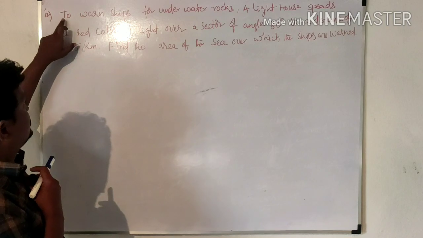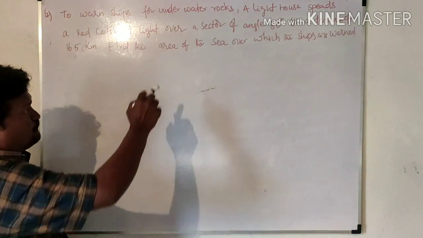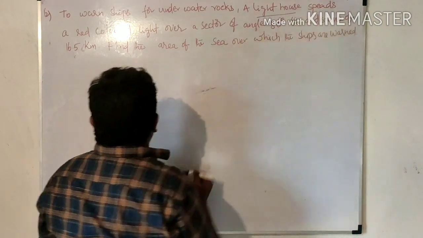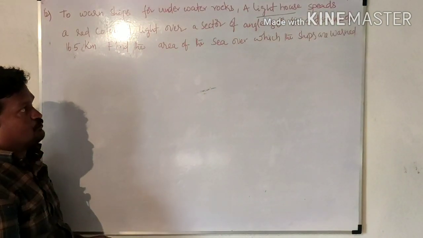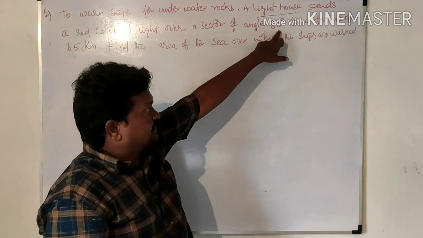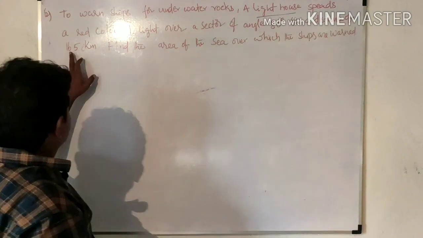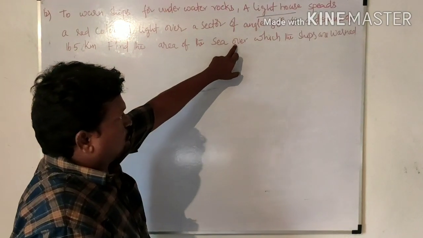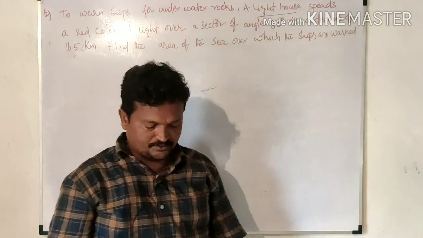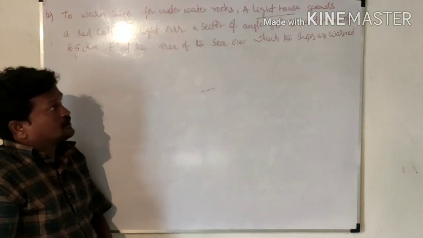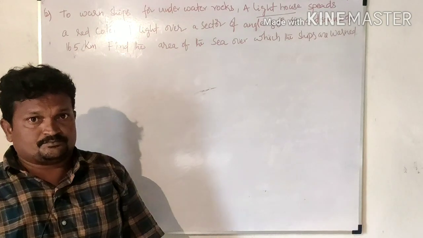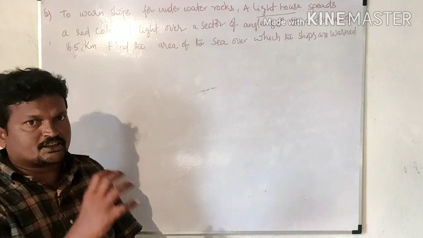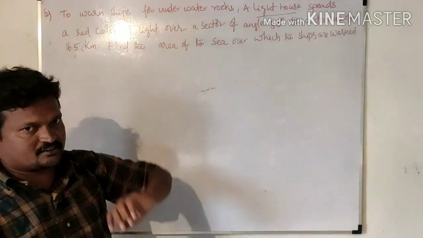That is to warn ships for underwater rocks. A lighthouse spreads a red-colored light over a sector of angle 80 degrees to a distance of 16.5 kilometers. Find the area of the sea over which the ships are warned. It means there is a lighthouse in the sea. That light will give the warning to the ships which are near underwater rocks.